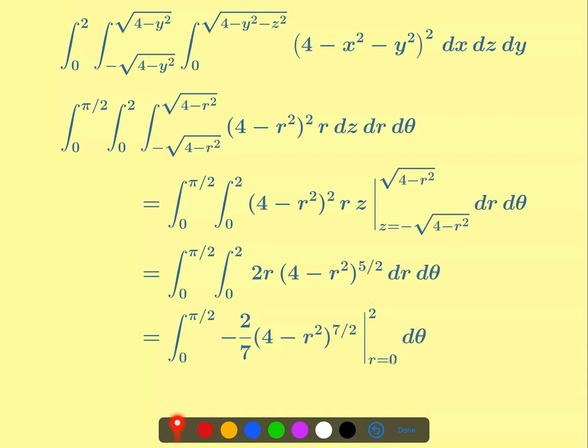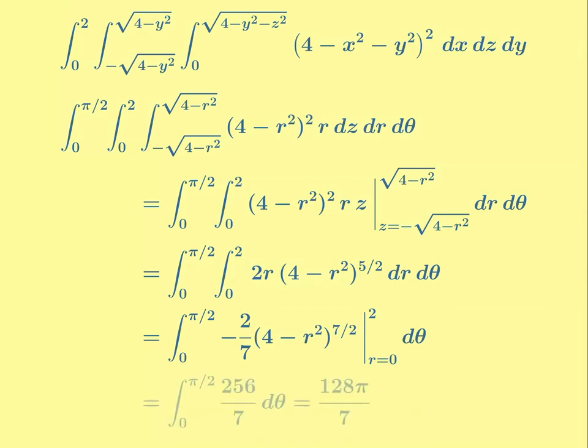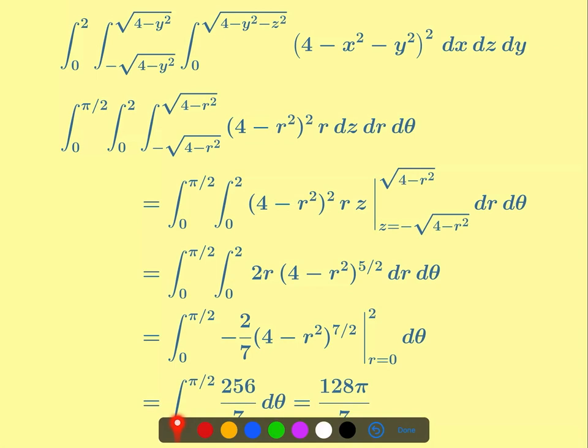When I plug in 0, I'm going to have 4 to the 7/2. 4 to the 1/2 is 2. So we have 2 to the 7th, 2 to the 8th with that extra 2 there. That's going to be minus 256 over 7, but we're subtracting at 0, so it's plus 256 over 7. So I have 256 over 7.